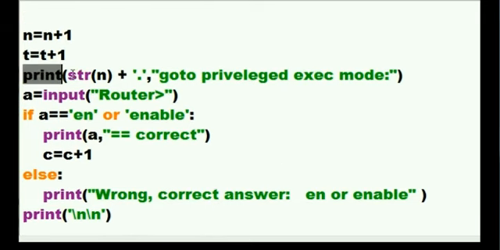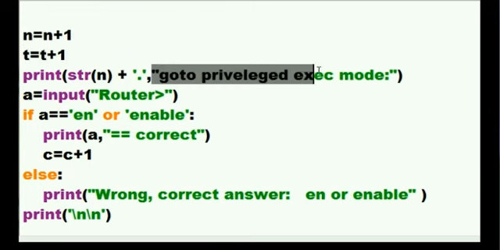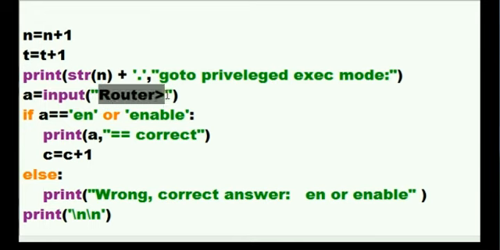Print onto the screen the string version of N, plus go to privileged exec mode. So you have to key in the command that'll take you to privileged exec mode. Here's the input statement, and I show you the router prompt on the screen. Whatever input you key in gets assigned to A.